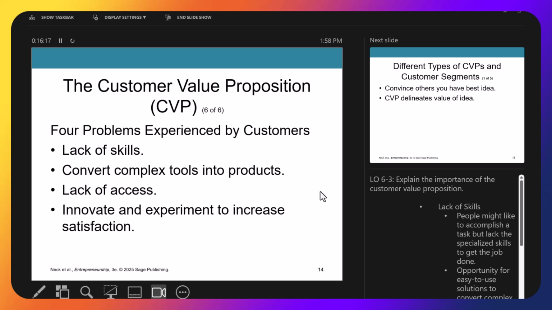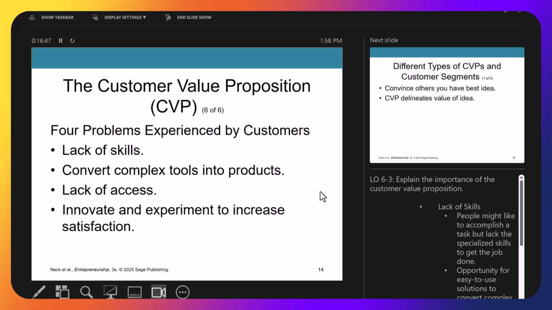Convert complex tools into products. Lack of access. Innovate and experiment to increase satisfaction. So when you have to convert some complex tools into products, or deal with a lack of access, these are things that present problems for entrepreneurs or startup endeavors. And innovate and experiment to increase satisfaction: this is where people fail at times.